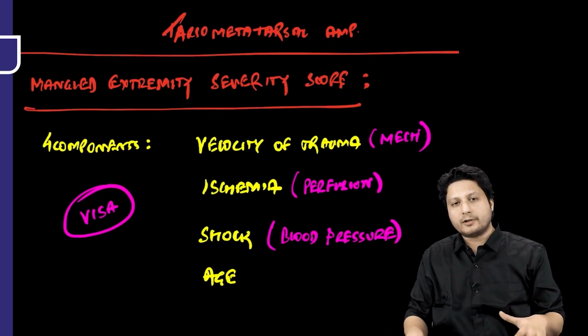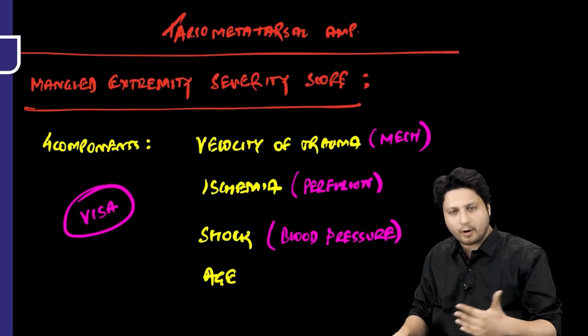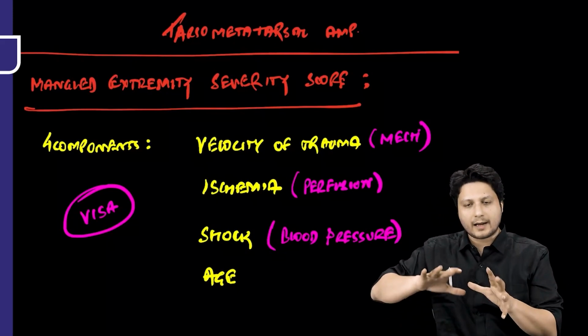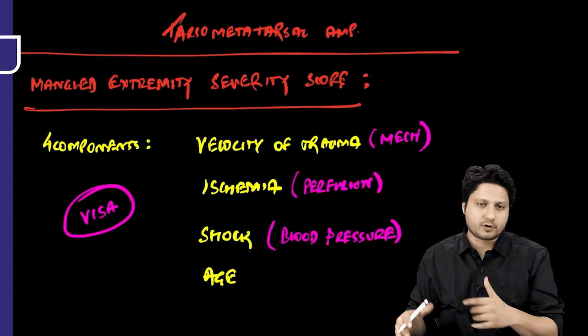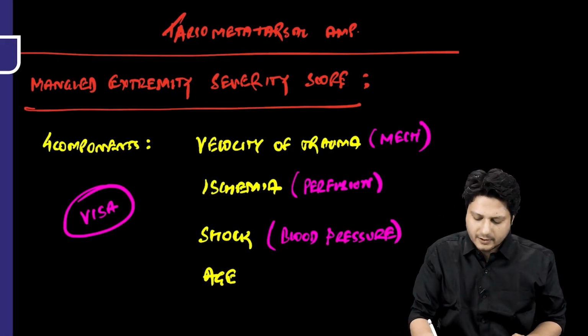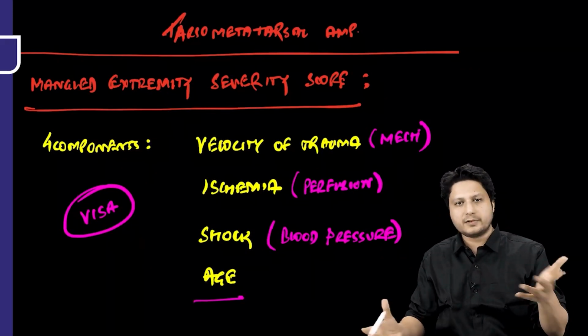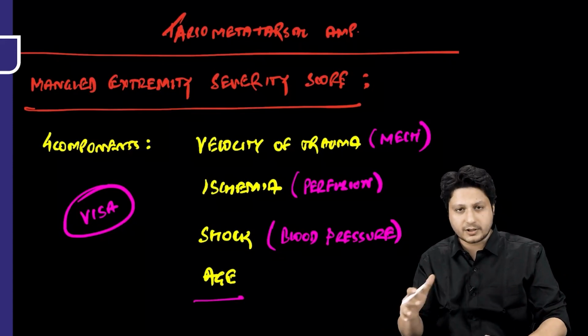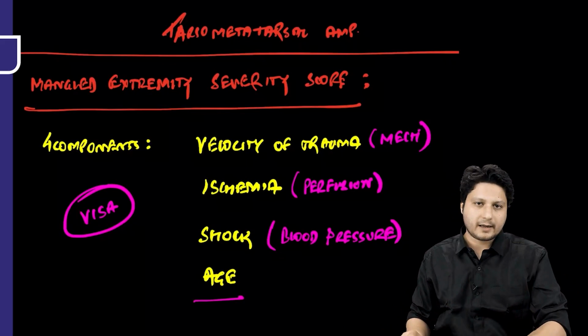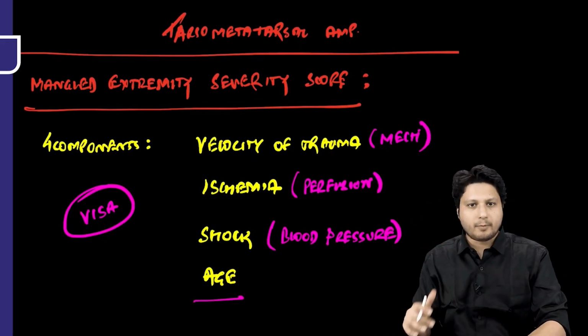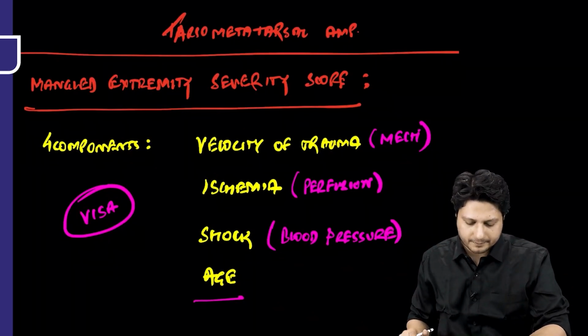So don't remember it only with the mnemonic, try to remember it in this form also, so that you can answer it accordingly with the alternatives which could be provided to you in the options. Age remains the same, age remains age in the options. There is no change in that particular option. So this is all about your mangled extremity severity score. The four components are important to have a discussion over.